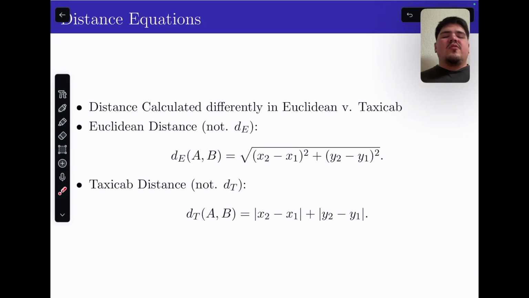So, since you're restricted to different paths, the distance is calculated differently as well, okay? So in Euclidean distance, you see this formula that we've been using the whole semester, the square root of x2 minus x1 squared plus y2 minus y1 squared. In taxicab distance, however, you want to represent it as a difference in x plus a difference in y values, okay? So the distance formula becomes the absolute value of x2 minus x1 plus the absolute value of y2 minus y1.